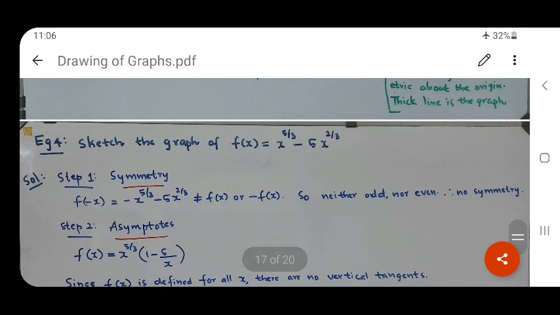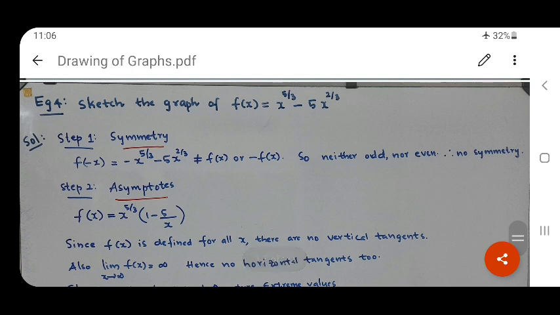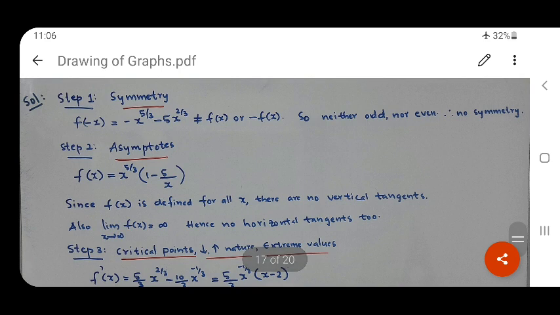As an example, we draw the graph of f of x equal to x raised to 5 by 3 minus 5x raised to 2 by 3. It is not symmetric about any of the axes or origin, since it is neither odd nor even. Then the function can be written as x power 5 by 3 into 1 minus 5 by x, which is defined for every x, so there is no vertical tangent. Also, as x extends to infinity, there are no horizontal tangents too.